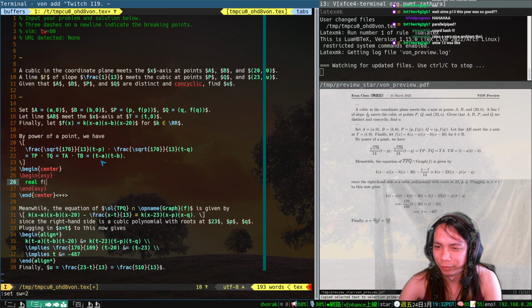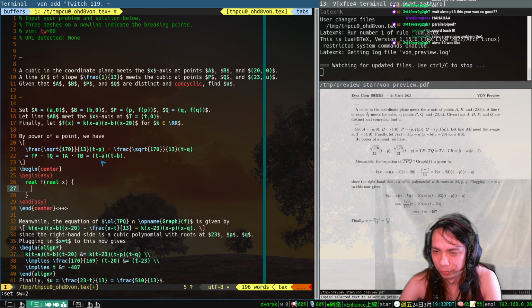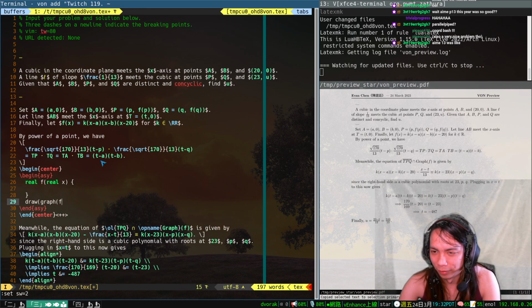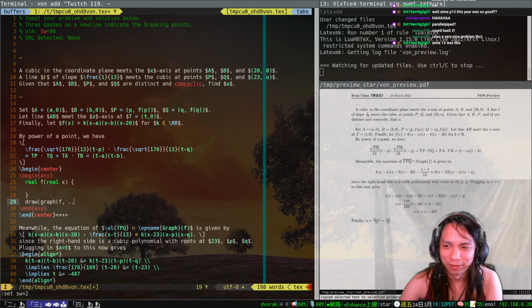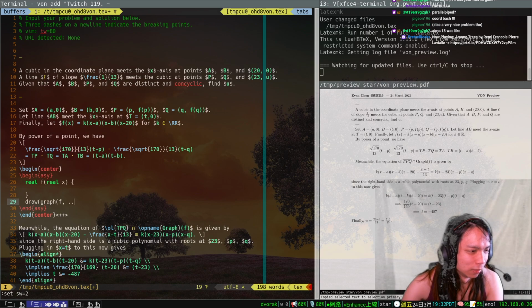Does anyone remember how to do graphs in Asymptote? Because I don't. Draw graph f red, f dot dot. I think this problem wants a diagram in the solution, but I don't remember what.